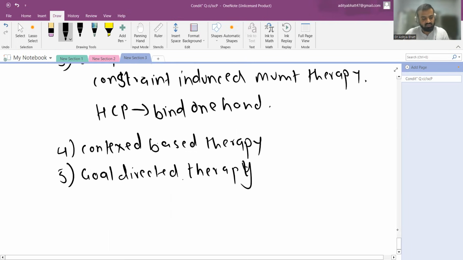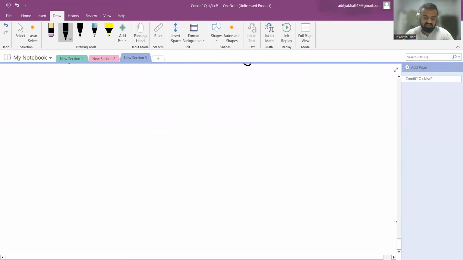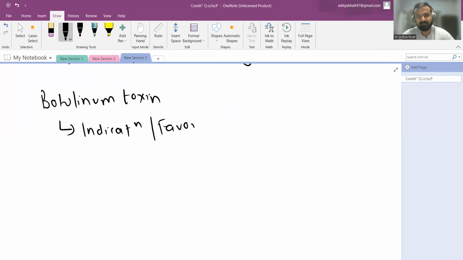Now in this, what is the treatment, or what are the various goals? So in two therapies I would like to focus, and these are the newer therapies. So we will focus on botulinum toxin usage in CP. For orthopedics, usually the pediatric orthopedics does this. What is the indication of the botulinum toxin, or what is the favorable patient? In what patient do we use botulinum toxin?